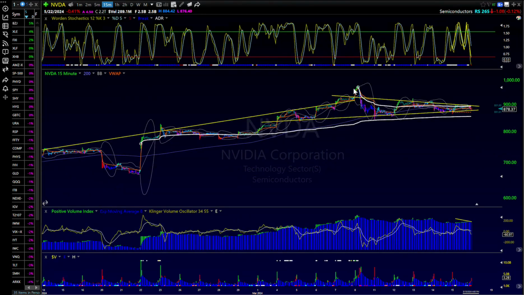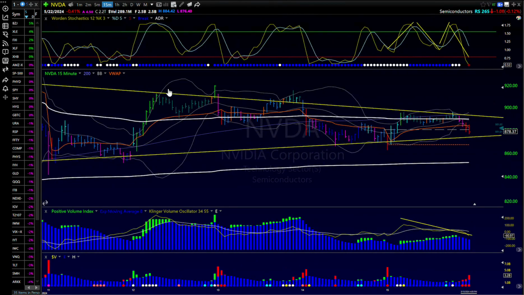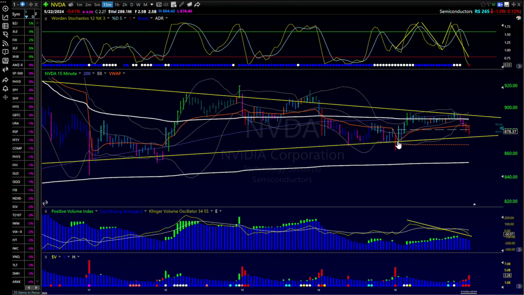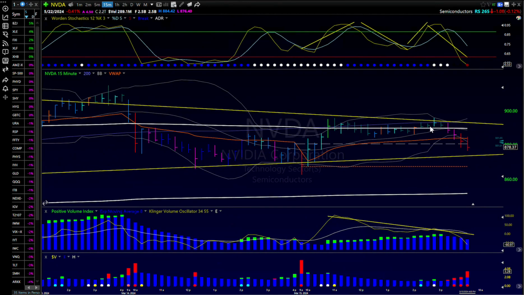And also I have an anchor VWAP from the all-time high, this white line. So you're right above that there. You're approaching the Bollinger Band, which is coming down. So there's a lot of things here which lead me to believe that if this fails, I want to start shorting it, which is what I did.